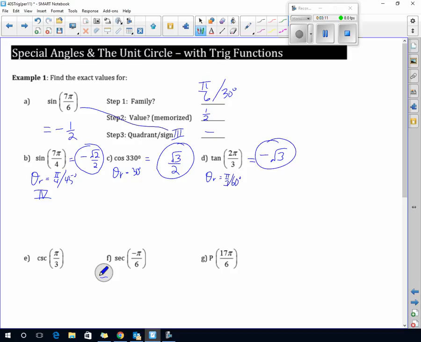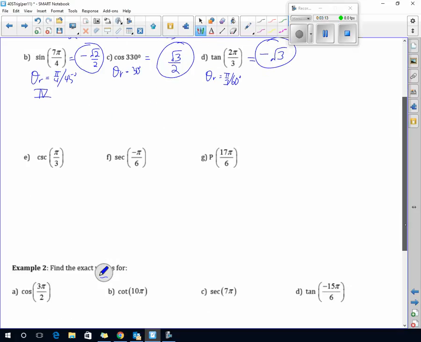Oh no, I can't stop here because this is now reciprocals. Oh my goodness. Okay, so same process. Pi over 3, well that is the family. Now here's what you have to do first. You need to find what the reciprocal is first. So what is the reciprocal? That would be sine. So first find sine of pi over 3. What is sine of pi over 3?